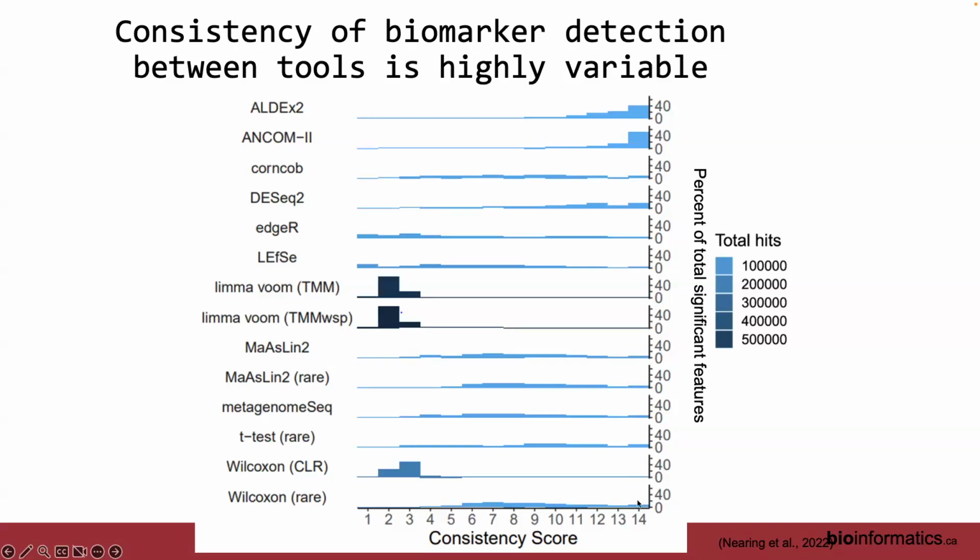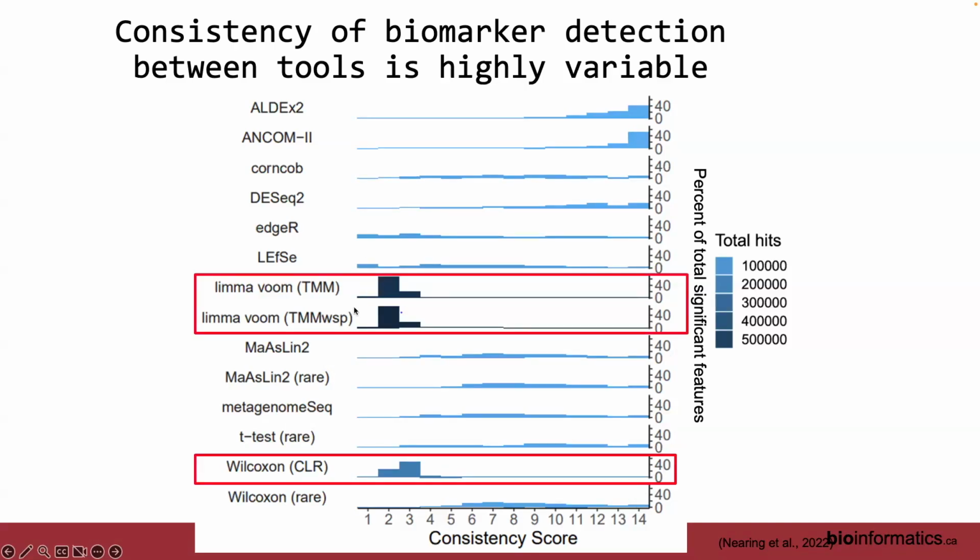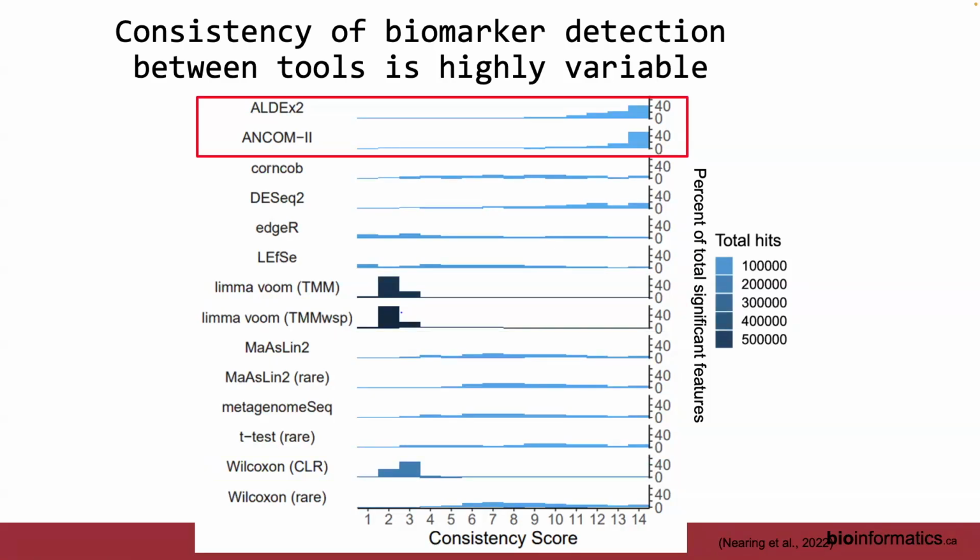There are 14 tools we tested, and we see that with some methods like Limma-voom or Wilcoxon CLR, most of those features, 40% or so, or in Limma-voom more like 60%, were found only by essentially two or three methods, right? So that's not very great. And then maybe even more concerning is that for our more conservative tools, we'd hope that maybe 100% of those would have been picked up by all the other methods. But even for those, it's only about 40%, meaning 60% of those features were still not even picked up by the other, more lenient approaches.